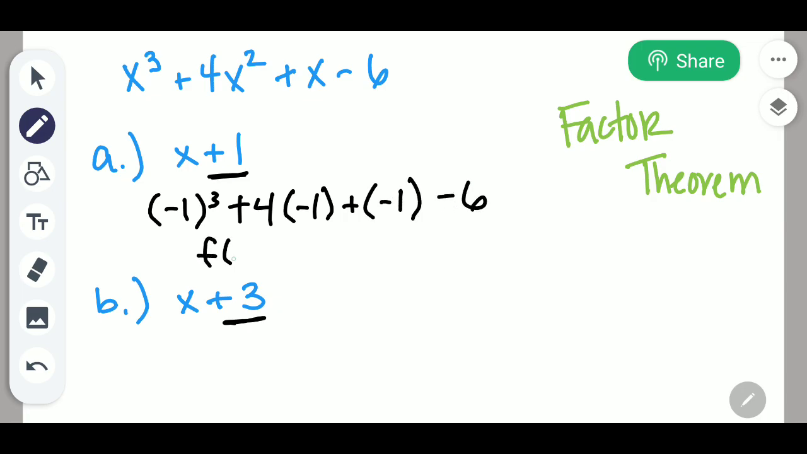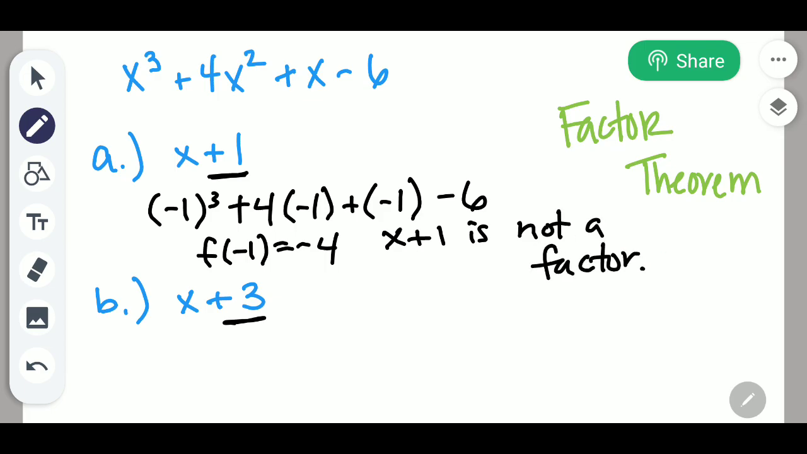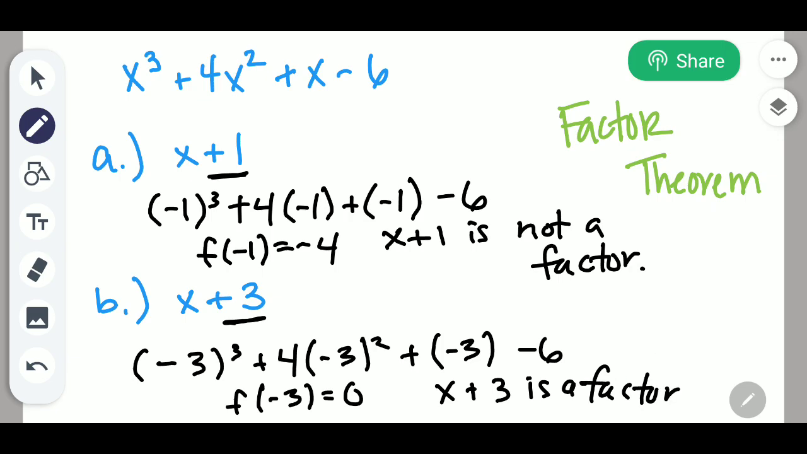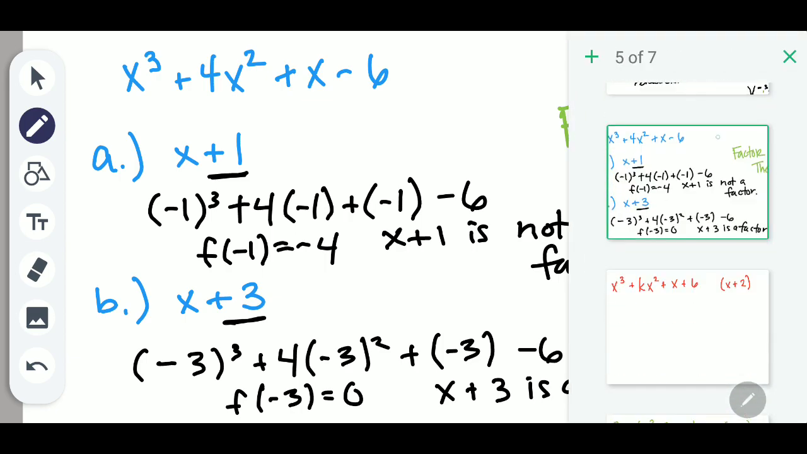you get out -4. So that means that x plus 1 is not a factor. Okay? If you plug in -3, and f of -3 comes out to be 0, that means x plus 3 is a factor. And determining a factor or not doesn't really make a whole difference when you're just determining it, but in the future when we start working on other things, it'll make our lives a lot easier knowing what is a factor and what's not.